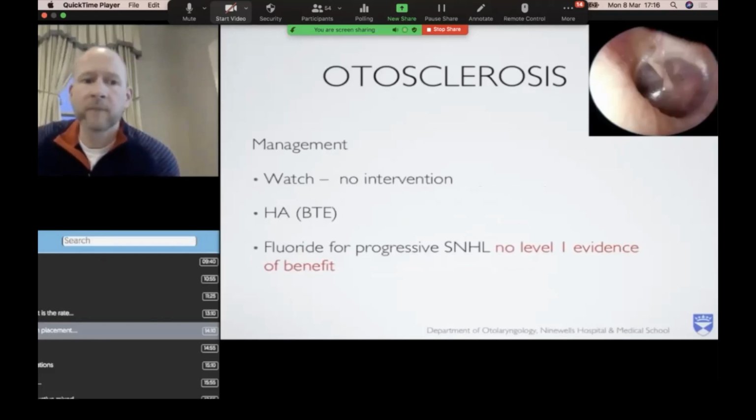Okay, so fluoride, 50 milligrams, I think, is the dose. But there's no level 1 evidence for using it. But that's the one thing you could probably consider.